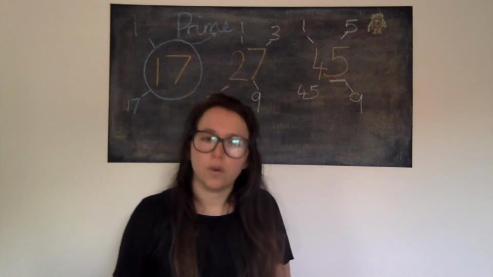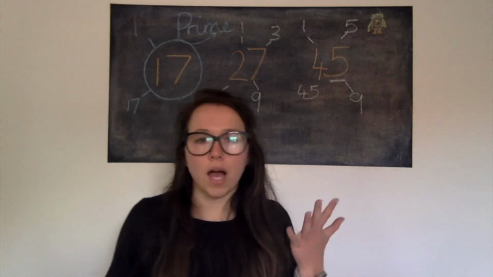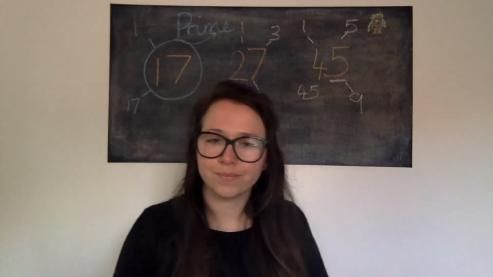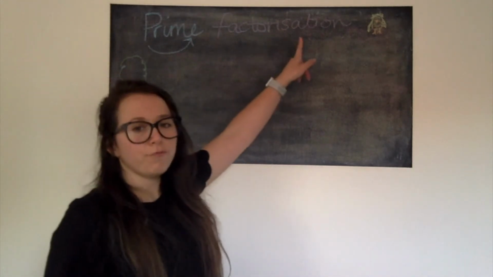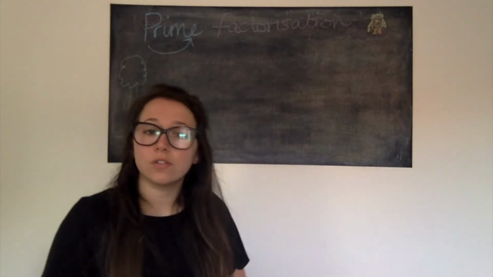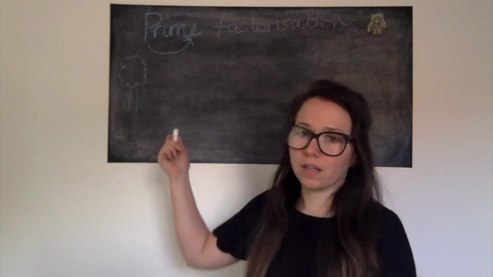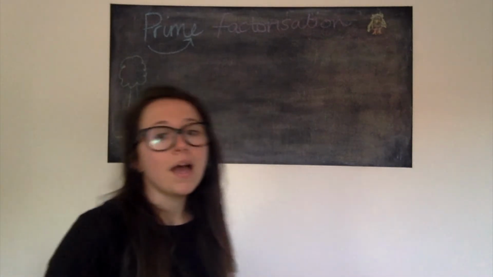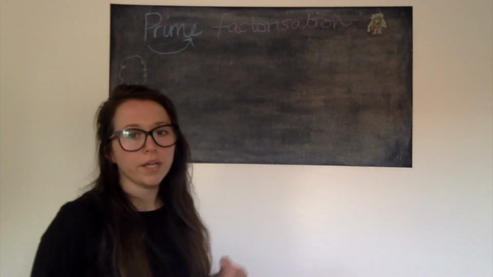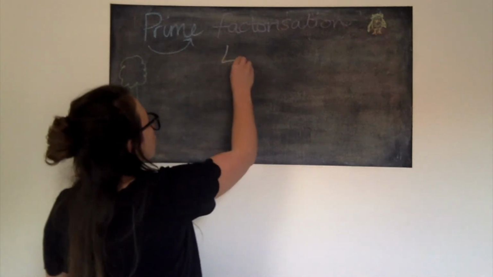Okay, so hopefully we've got a good understanding of what is a prime number and what is a composite number. The next part to today is about prime factorization. Now this is just a mathematical term for something that we've done a few times, which is making a factor tree. Okay, so we want to write a number as a product of its prime numbers. So we're going to reduce that number down until we get to prime numbers.